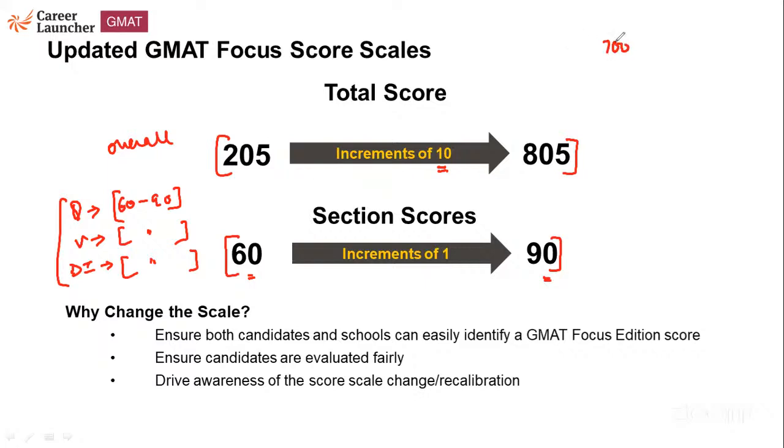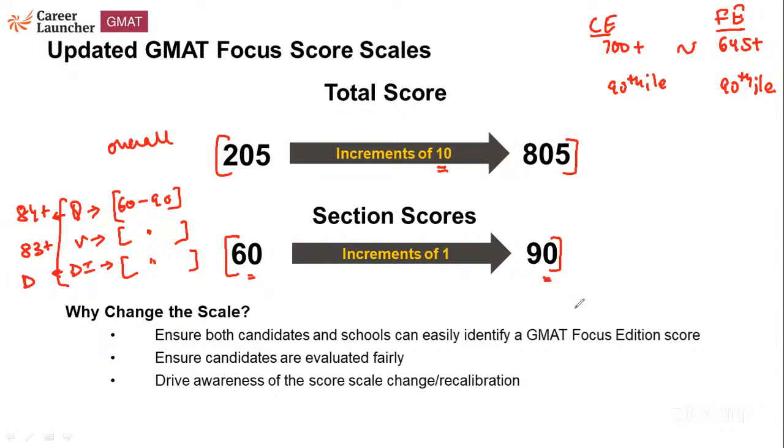700, which was the initial Classic Edition score, 700 plus, that was the 90th percentile, which is equivalent to 645 plus on the Focus Edition. Your quant should be 84 plus in order to reach 645. The sectional score cutoffs: quant should be 84 plus, verbal should come out to be 83, around that, and DI should be around 81 plus.